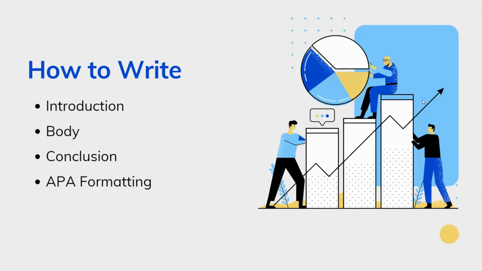So now you've got all this information on your assignment topic. How do you use it? How do you write about it? So, quick definition of writing a paper: you need an introduction, a body, and a conclusion. And then you've got to make sure that you give credit where credit is due. So that's when you use APA formatting to cite your sources. So let's dive in and talk about how you write about what you learned.